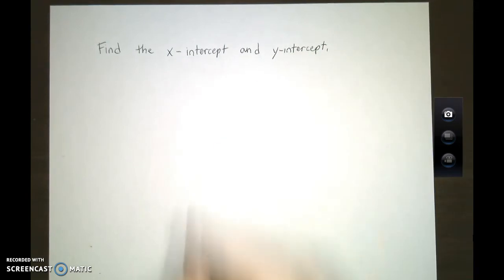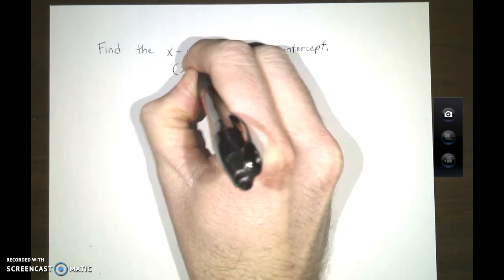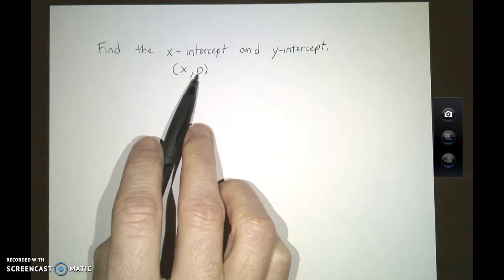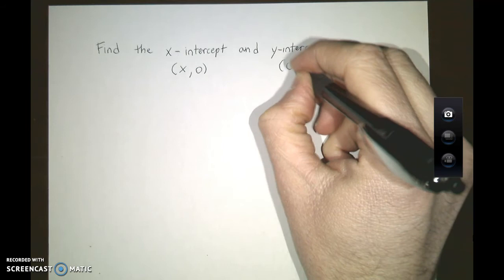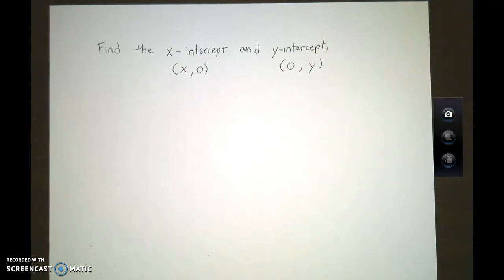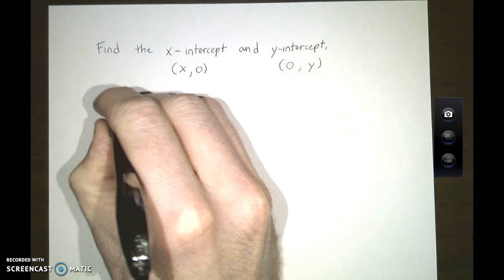Okay, so remember the x-intercept, when you write it in coordinate form, is x, comma 0. So that means at some number for x, then 0. The y-intercept is the opposite, where it's 0 and then comma y. So you've already looked at a graph of what these look like on a graph. We're going to do it from a table. So let's look at a couple examples.